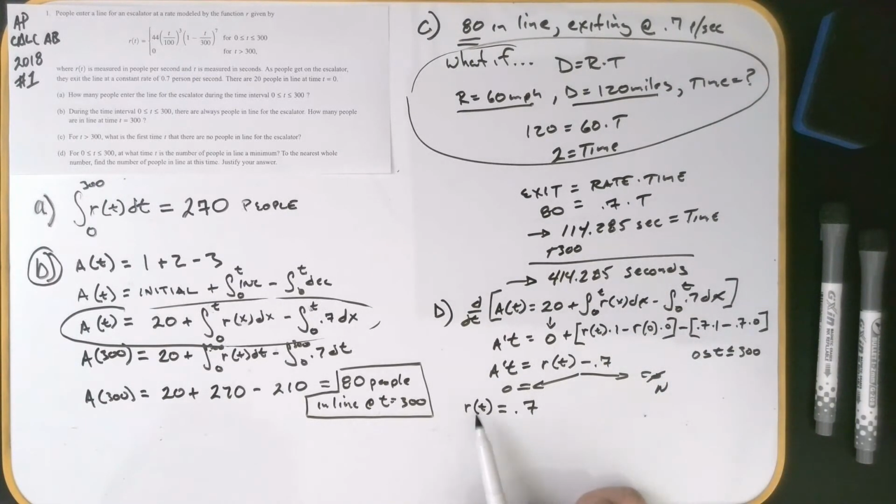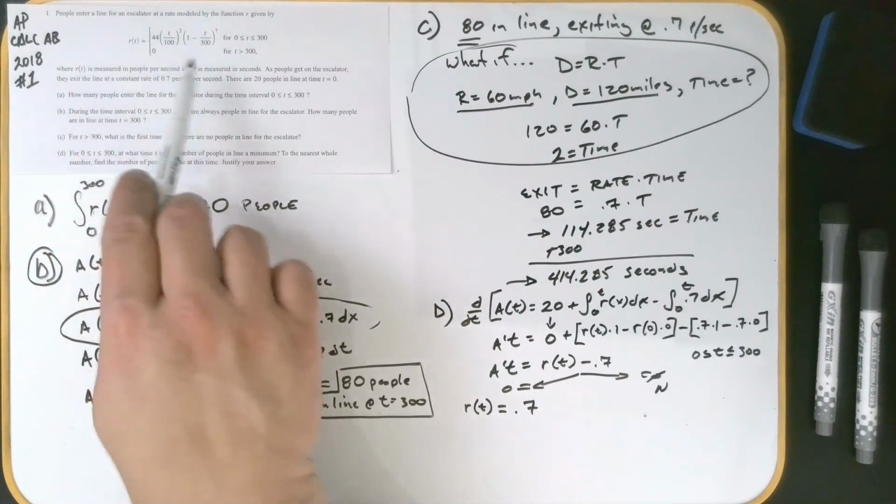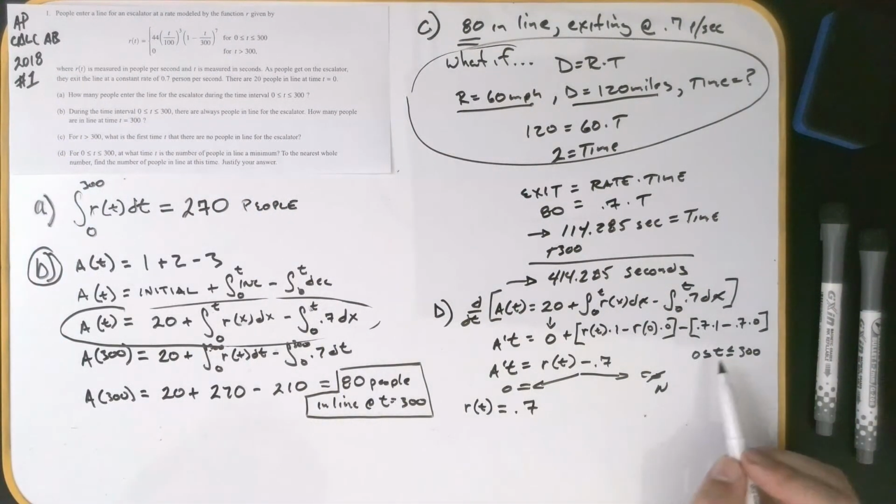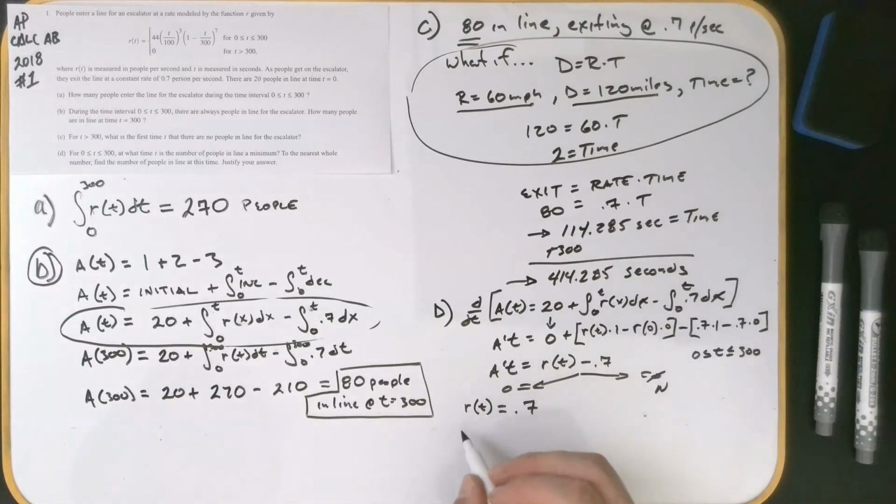Y equals, and put in the crazy r of t function they give you. Then also graph y equals 0.7 and see where they intersect in this interval 0 to 300. So you're going to have to manipulate your window a little bit. And when you do that, you're going to get 2 times where they intersect. And here's what you're going to get.